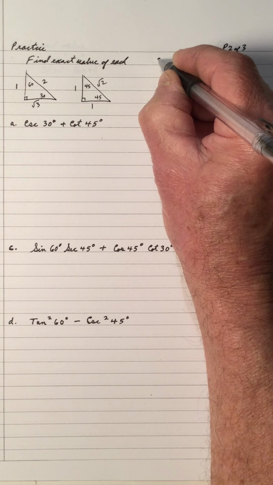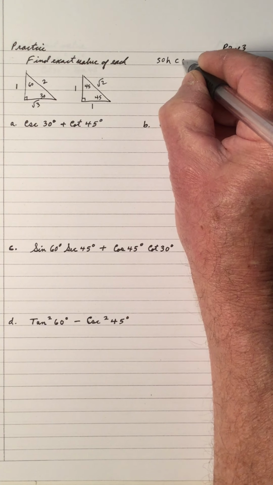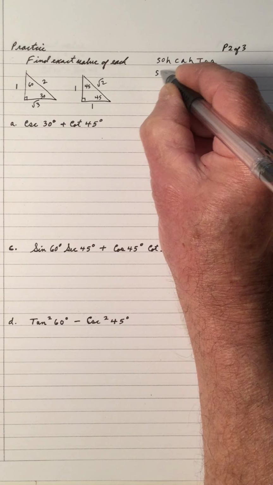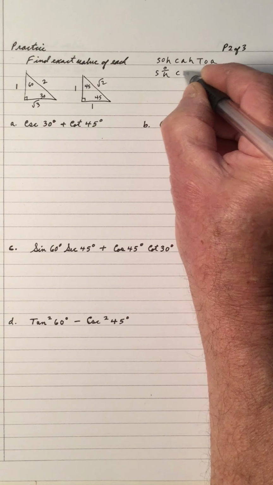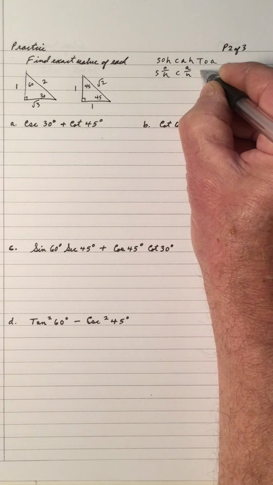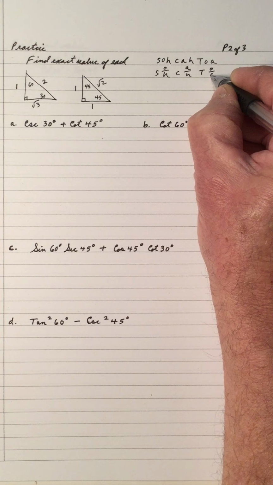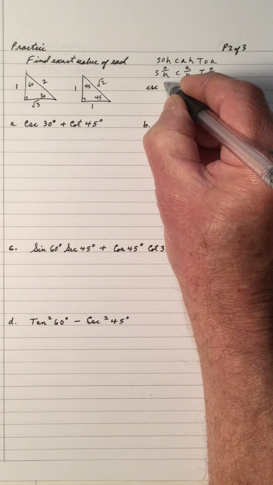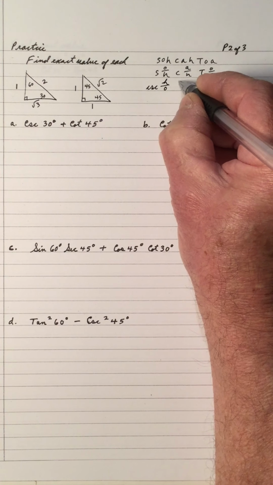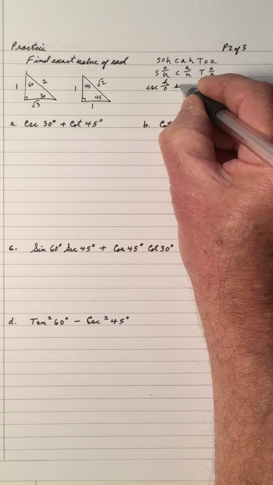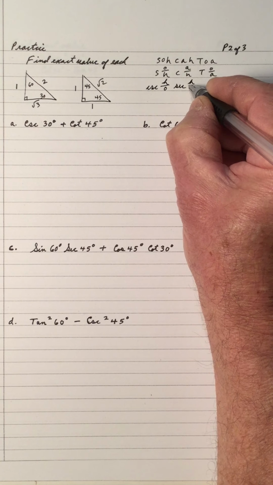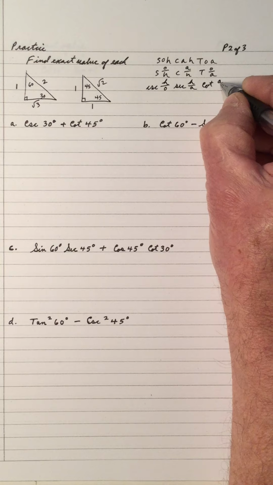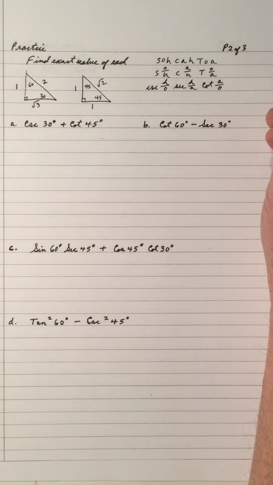And we also need SOHCAHTOA. Sine is opposite over hypotenuse. Cos is adjacent over hypotenuse. Tan is opposite over adjacent. Reciprocal of sine is cosecant, hypotenuse over opposite. Cos, reciprocal is secant, sec, hypotenuse over adjacent. And the reciprocal of tan is cot, which is adjacent over opposite.